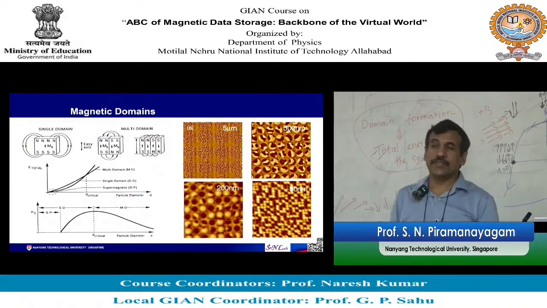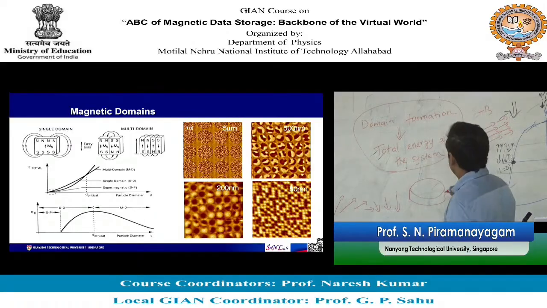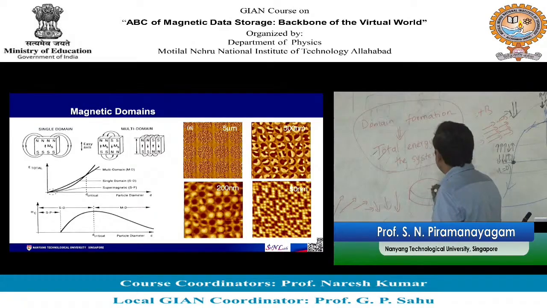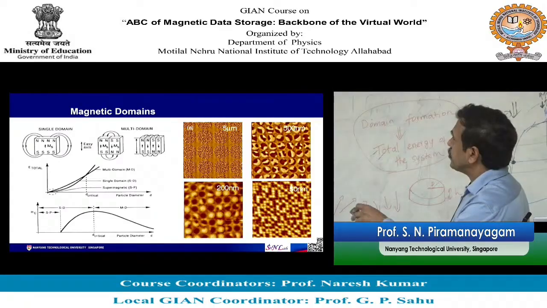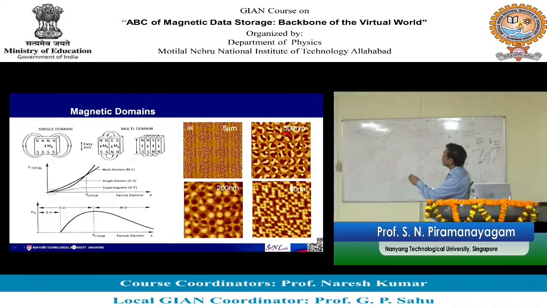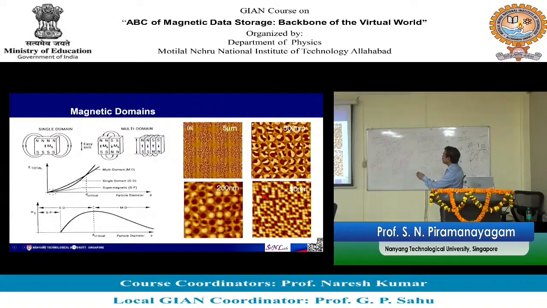So you can imagine a small cylinder, with a certain diameter and a certain height. In this case, the diameter of the cylinder is shown as 5 micrometer, 500 nanometer, 200 nanometer, 50 nanometer, and so on. In all four cases, the height is the same, but the diameter is different, which means the volume is different.